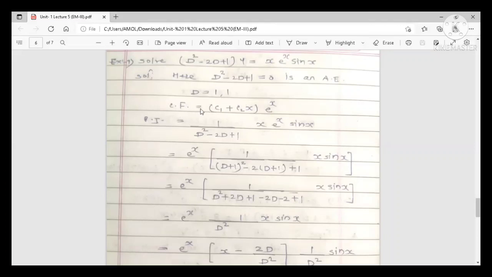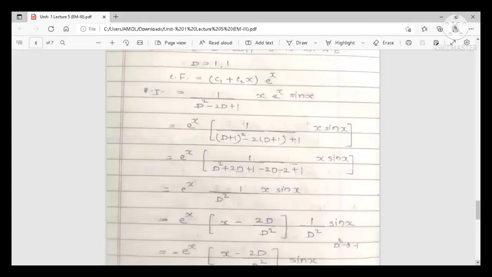So the complementary function is c1 plus c2x into e raised to x. We are using the rule of complementary function: when two roots are equal, how to write the complementary function? We already discussed in the first lecture the rules of complementary function. So when two roots are repeated and they are real numbers, the complementary function is c1 plus c2x into e raised to x. Now how to find the PI? The formula is 1 upon phi of d into f of x.